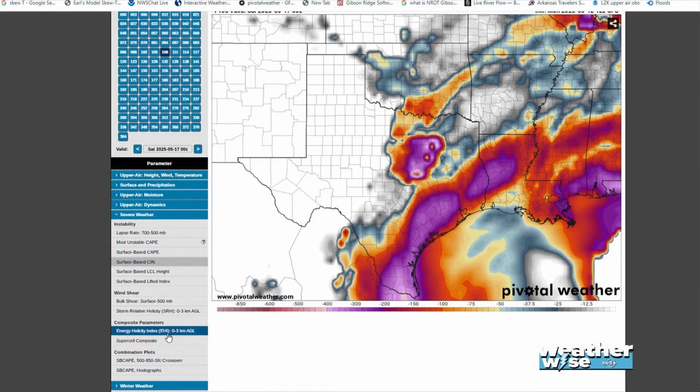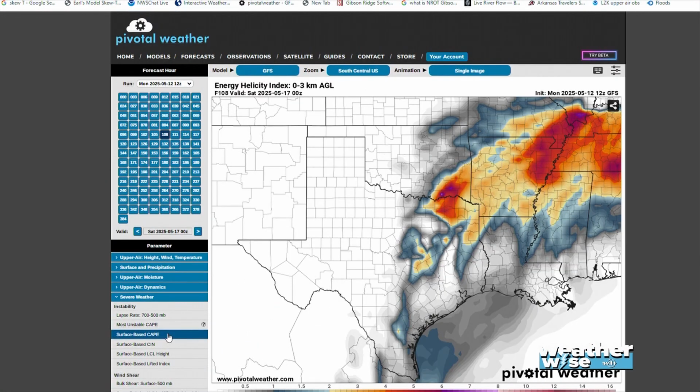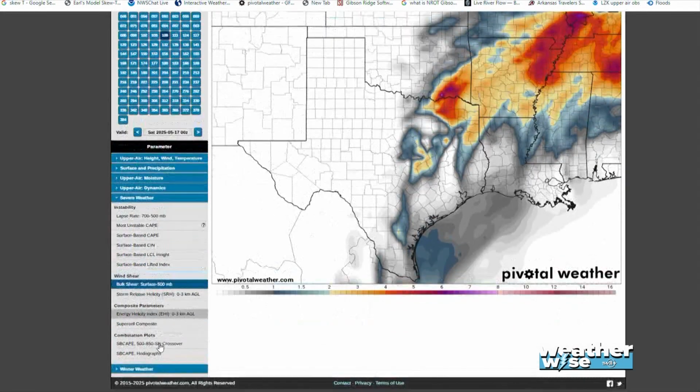Now we're going to look at what's known as the Energy Helicity Index. And this basically tells us how things could maybe rotate, the chance of rotation going into this event. And it has picked up here where this red is. So the storms that develop in that part of the area will have a higher chance of rotating.